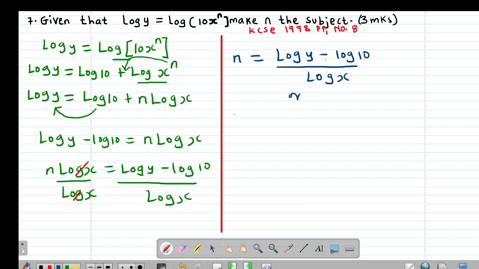Or you can also talk of n being equal to the logarithm of, remember when you subtract you have to divide, so this one is the same as saying y divided by 10, into bracket. I can group them this way, then the whole thing divided by the logarithm of x. So either this solution or this one are all valid answers.